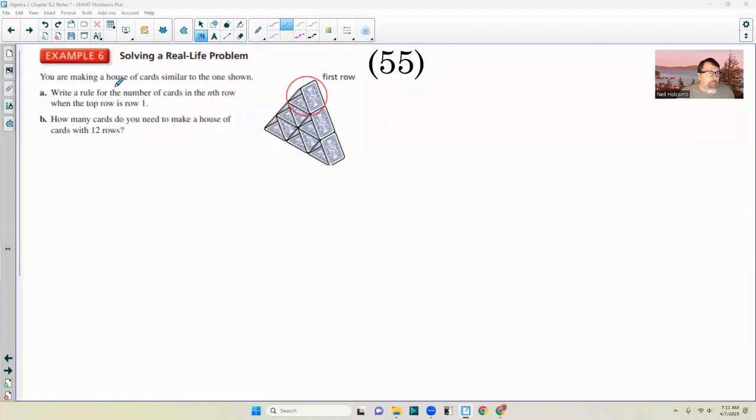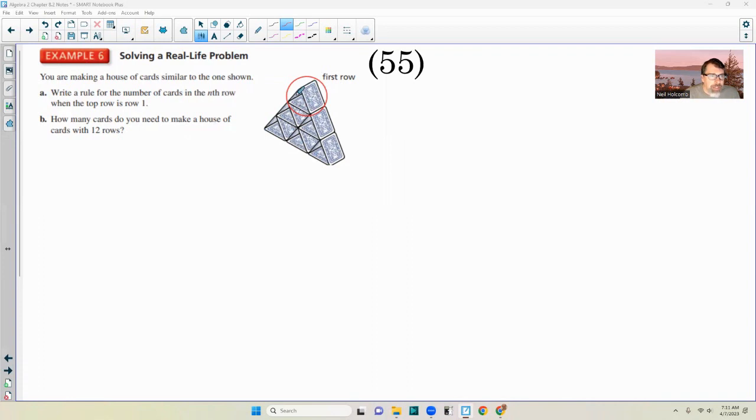Okay, so now we're going to put that into practice. Example 6 says solving a real life problem. You are making a house of cards similar to this one shown right here. Write a rule for the number of cards in the nth row when the top row is 1. So the top row is the first row, or a sub 1.